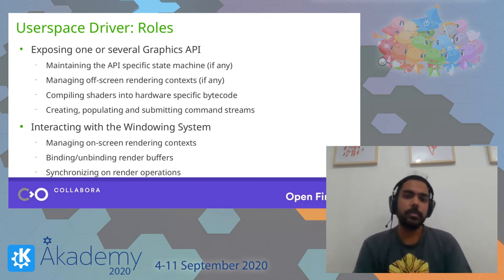They are also responsible for compiling shaders into hardware-specific bytecode, as well as creating, populating, and submitting command streams. Command streams, as we just talked about, are jobs that get run on the GPU, but their dependencies are actually specified in user space. And one of the other roles of a user space driver is to interact with the windowing system. This is exposed through APIs such as EGL as well as GLX. EGL is used by Wayland, and GLX is the API that's used by X11 clients.